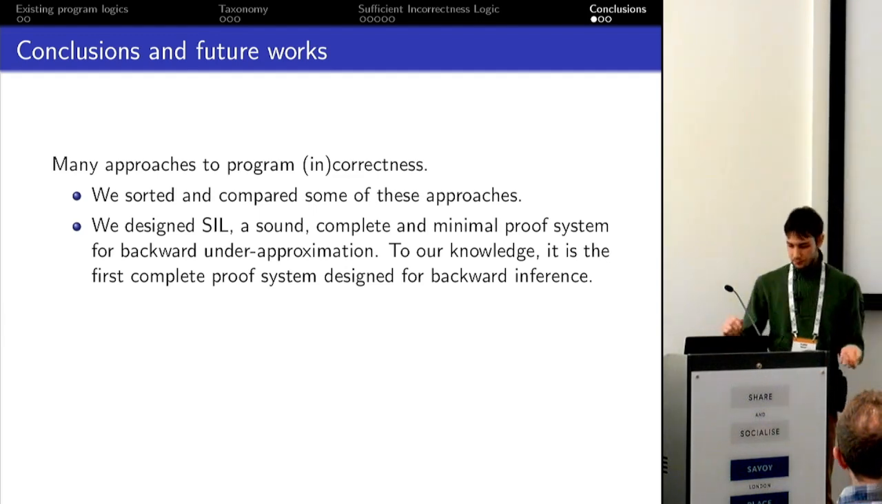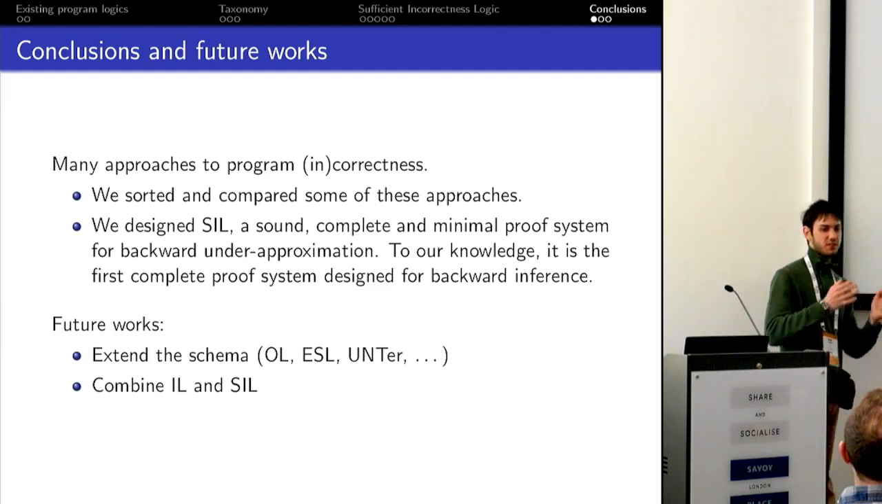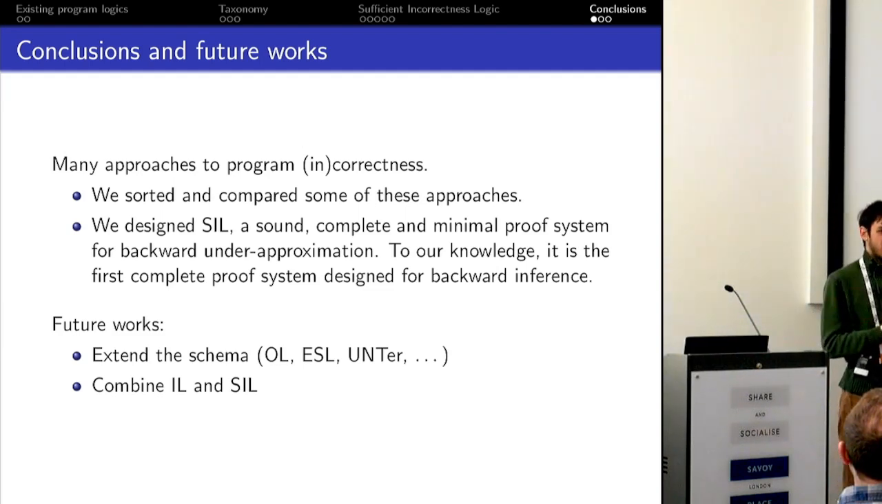So in the future, we would like to extend the schema, because the four main cells are already taken in the schema, but there are lots of interesting logics that are in between two of these cells. So for instance, outcome logic combines things from Hoare logic and the Sufficient Incorrectness Logic, and not only that.